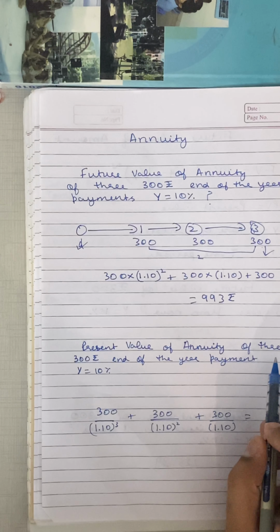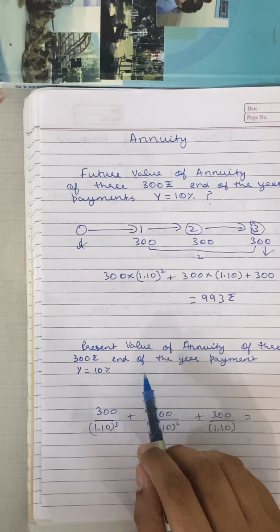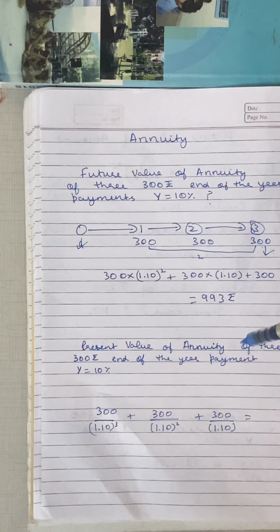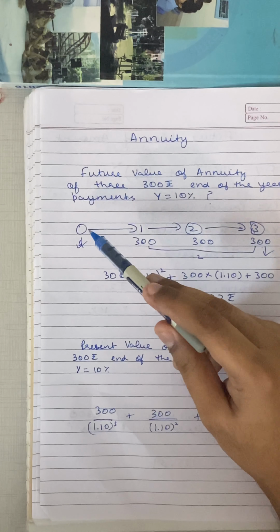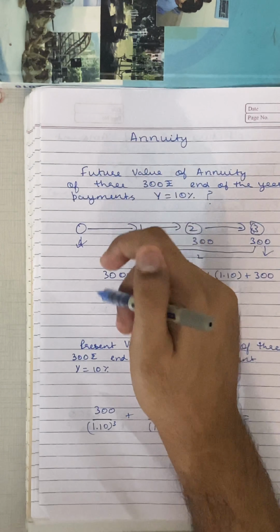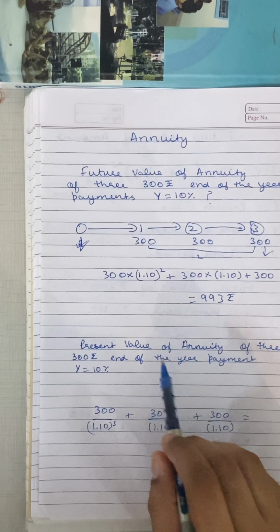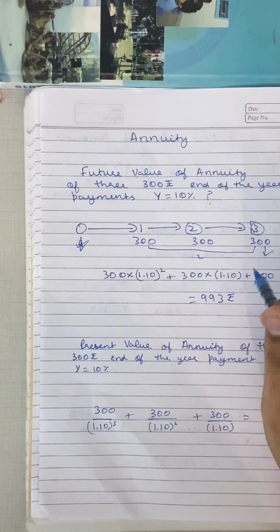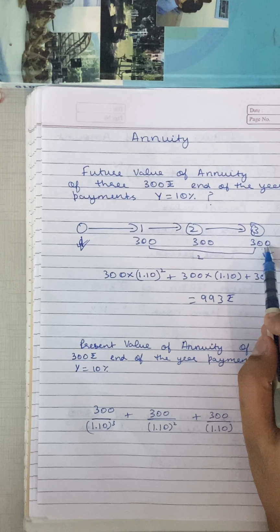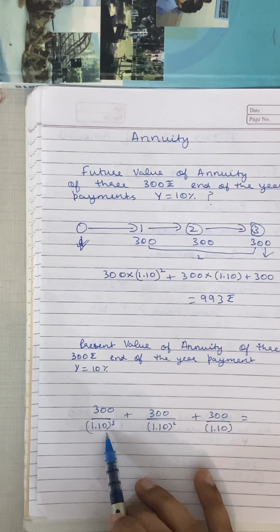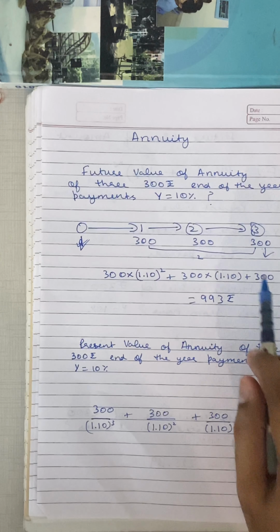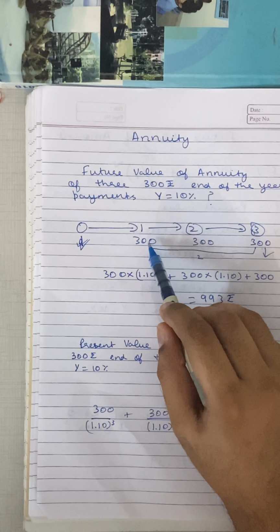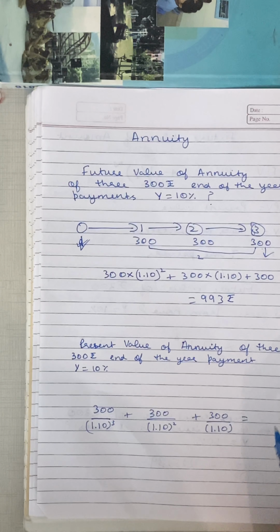Present value of an annuity of 300, end of the year payments. Now we have to calculate the present value, that's this value. Everything is the same, we just have to calculate the present value instead of the future value. So what should we do? We have these 300 rupees and we have to take them back to here, so we will divide by 1.1 to the power 3 for the last payment, to the power 2 for this one, and to the power 1 for this one.